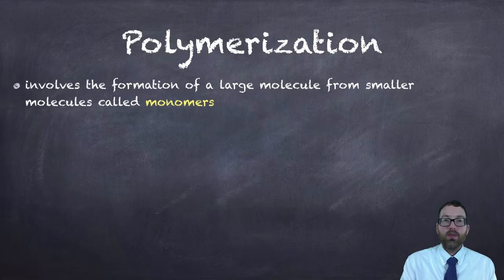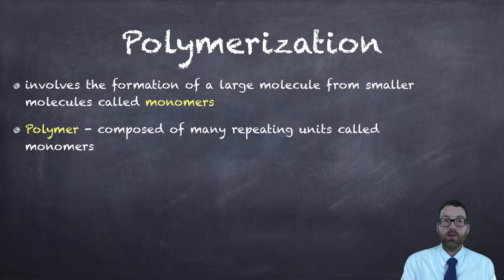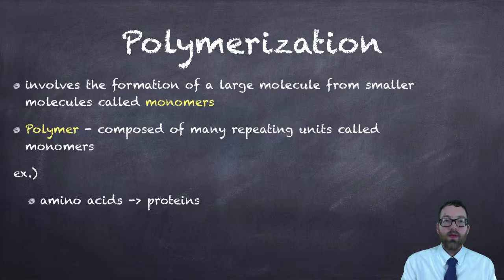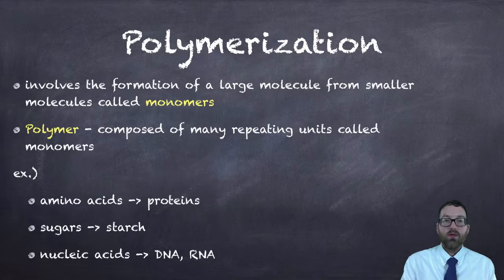Next, we have polymerization. This involves the formation of a large molecule from smaller molecules called monomers. So a polymer is just composed of many repeating units of monomers. So if you link monomers together like links of a chain, you get a much larger structure, which we now call a polymer. You've learned about some polymers in biology. Amino acids link together to make longer and more complex proteins. Sugars are monomers that together make up bigger carbohydrates such as starch. Nucleic acids can polymerize to make DNA and RNA.